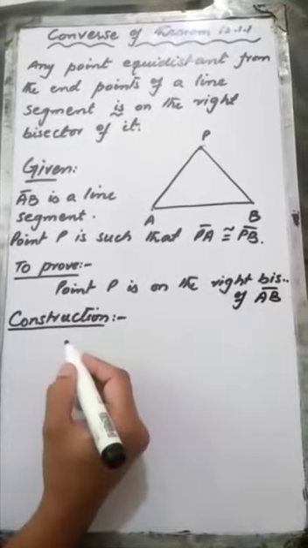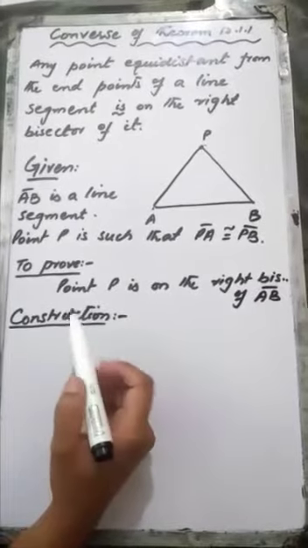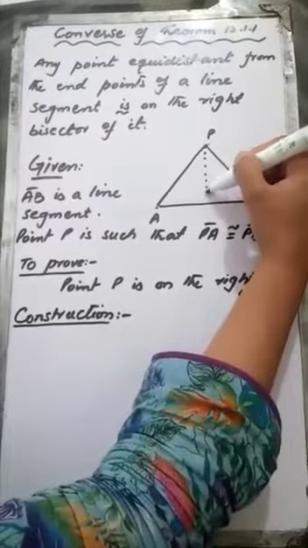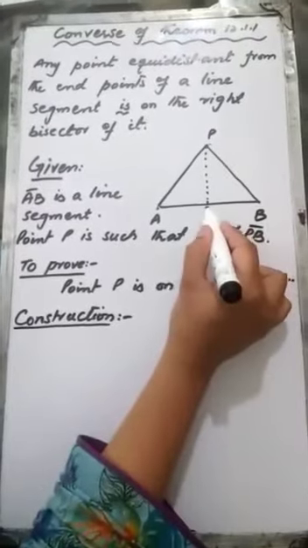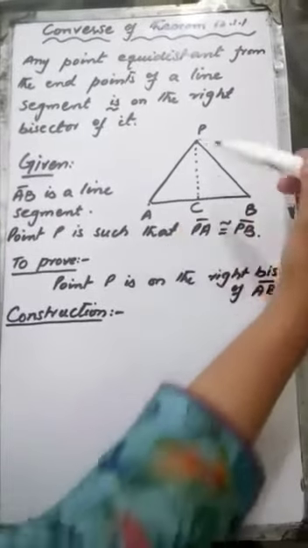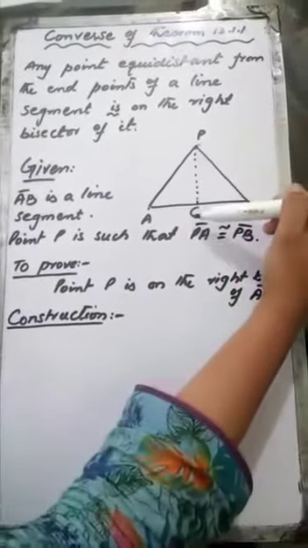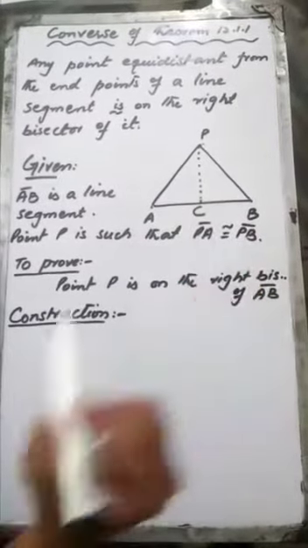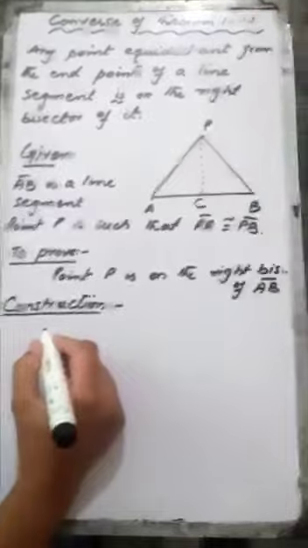Now we will do some necessary construction. We will join point P to C, where C is a point on the line segment AB, and it is the midpoint. We have joined point P to C, where C is the midpoint of AB. We will write it in the construction.